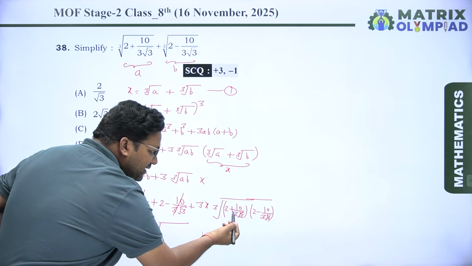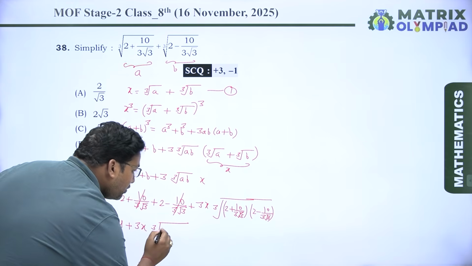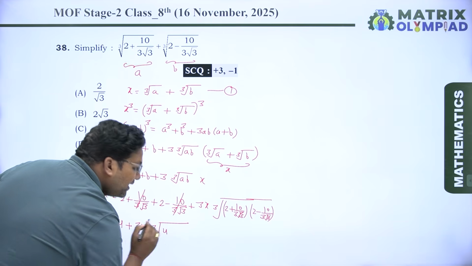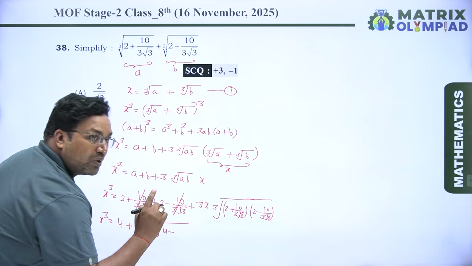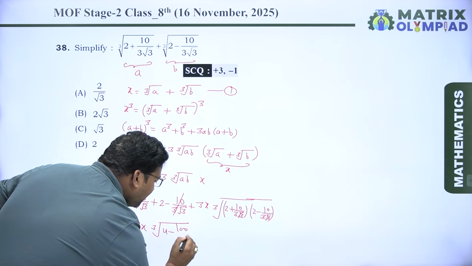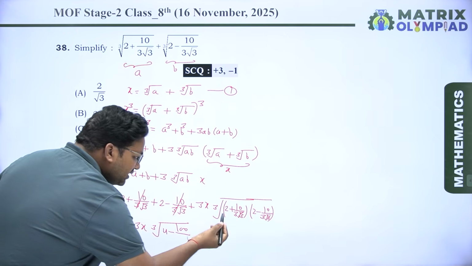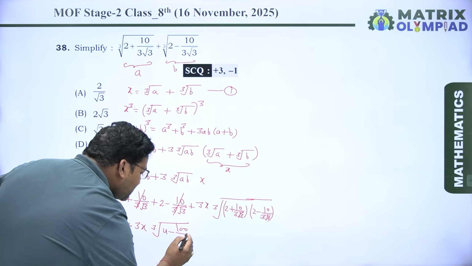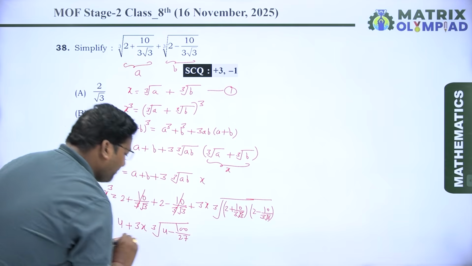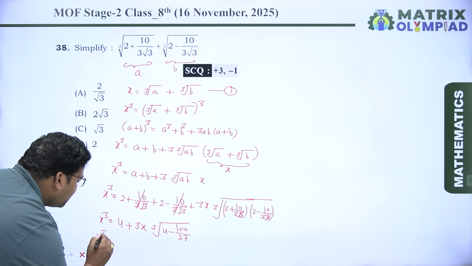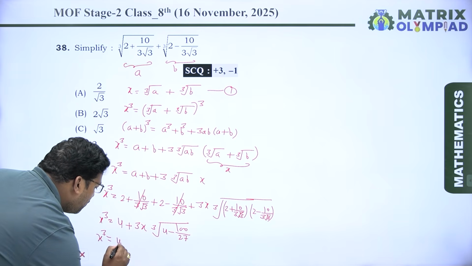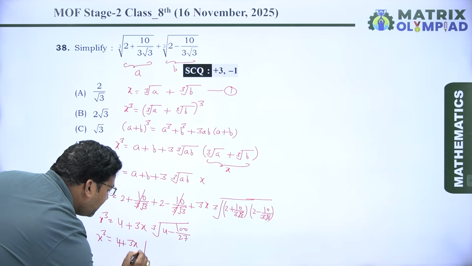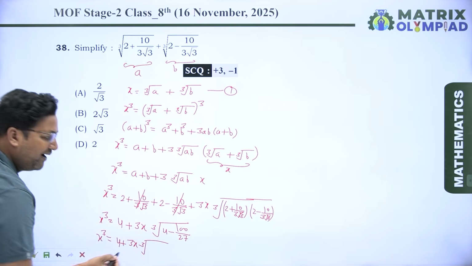we will get (A plus B) into (A minus B), which is equal to A square minus B square. So 2 square is 4 minus B square. So 10 square is 100 and the square of 3 under root 3 is 3 square is 9, root 3 square is 3, and 9 3s are 27. So the equation is x cube equal to 4 plus 3x into cube root of, we have to take LCM here.